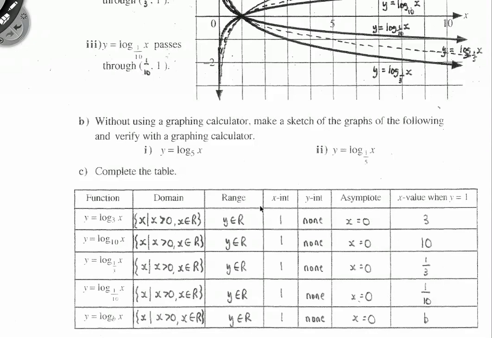But in this case, there is no y-intercept. The asymptotes are the y-axis, which has the equation x equals 0 for all of them. And then, what is the x value when y is 1? What value of x do you need to make y 1? Well, in this case, as long as x is 3, y will be 1. If x is 10, y will be 1. If x is a third, y will be 1. If x is a tenth, y will be 1. If x is b, y will be 1. So that's where these values here come from.